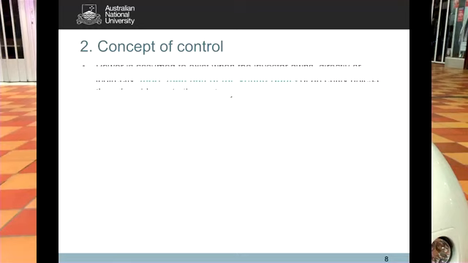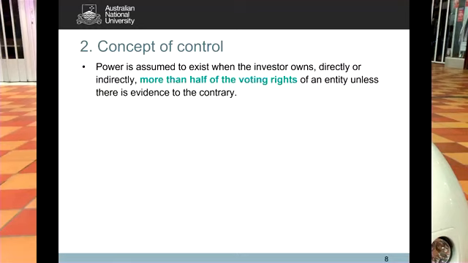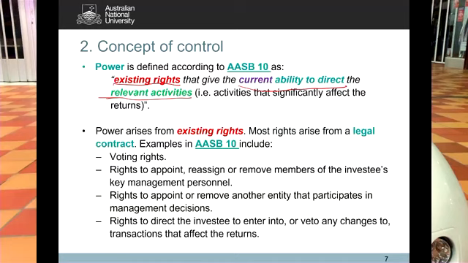And they will have, for the first one, basically the voting rights would be the most important existing rights. So how do we have the voting rights?